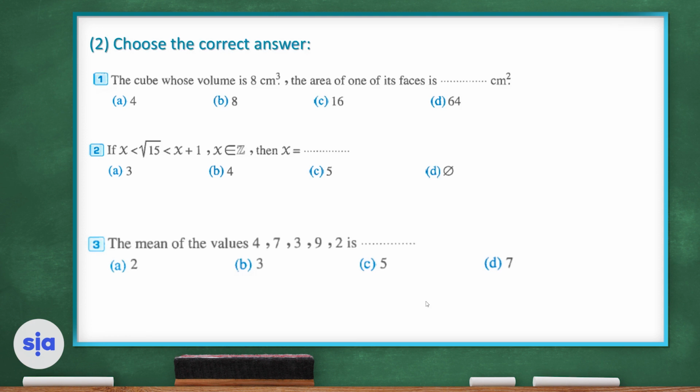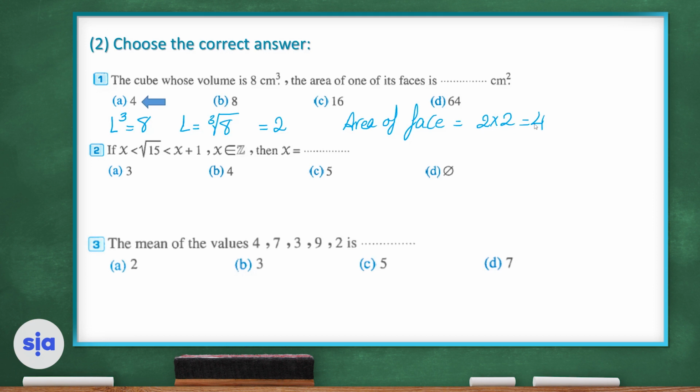Question 1, the cube that has a volume of 8 centimeters cubed, what is the area of one of its faces? If we remember the volume of a cube, it's L to the power of 3, which is equal to 8. Then the length of the edge is the cubic root of 8, which is 2. And now the question wants me to find the area of a face. So the area of the face is 2 times 2, which is 4. So the right answer for question 1 is choice A.